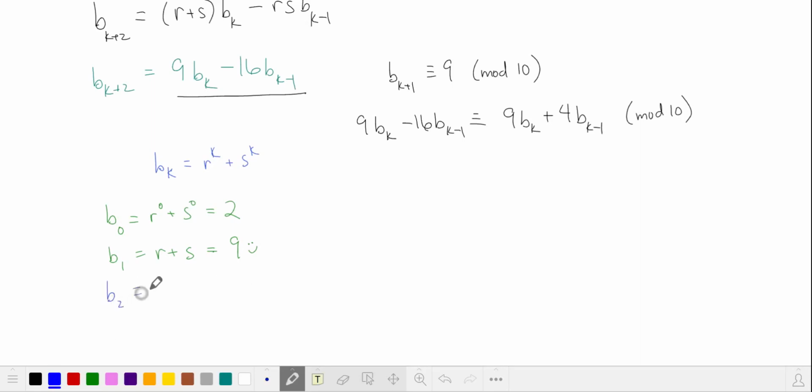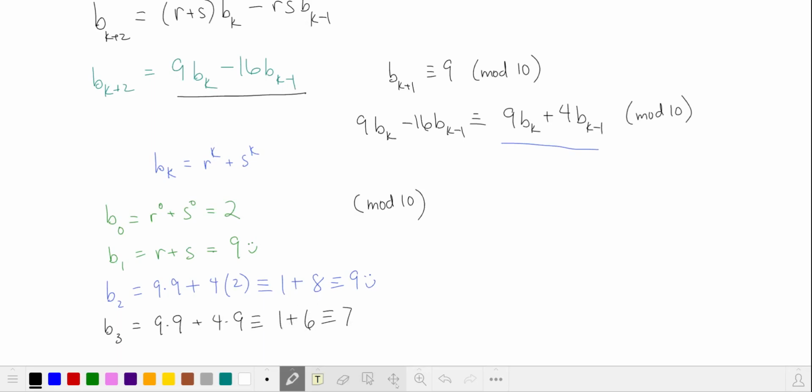For b2, we're going to take 9 times the previous value and add 4 times the value that came 2 before that. We only care about the mod 10 residual, so I'll only write down the units digit. 9 times 9 is 81, so I'll just put down a 1. And 2 times 4 is 8. Here's another valid solution. Let's find b3. We'll take 9 times the previous value and 4 times the value that came before it. Writing down just the units digit, we get 7.